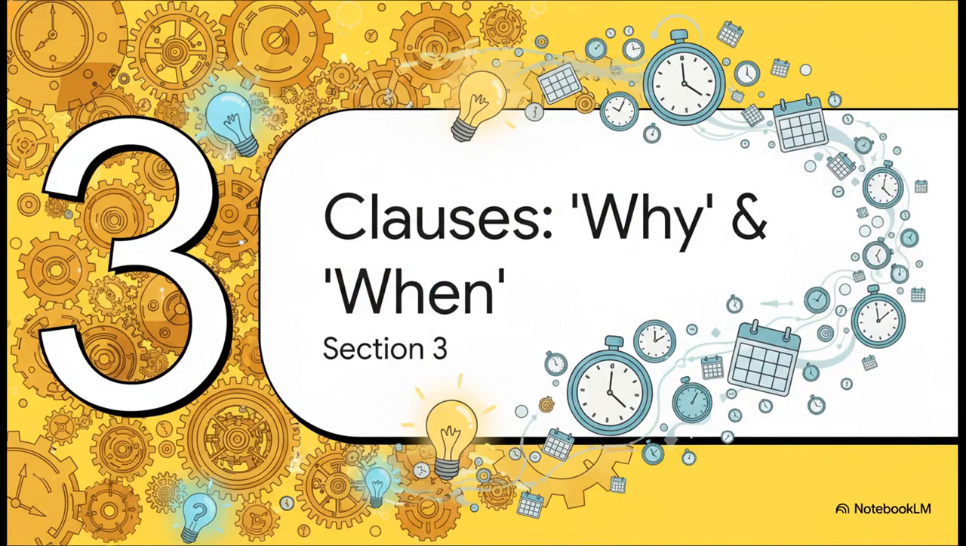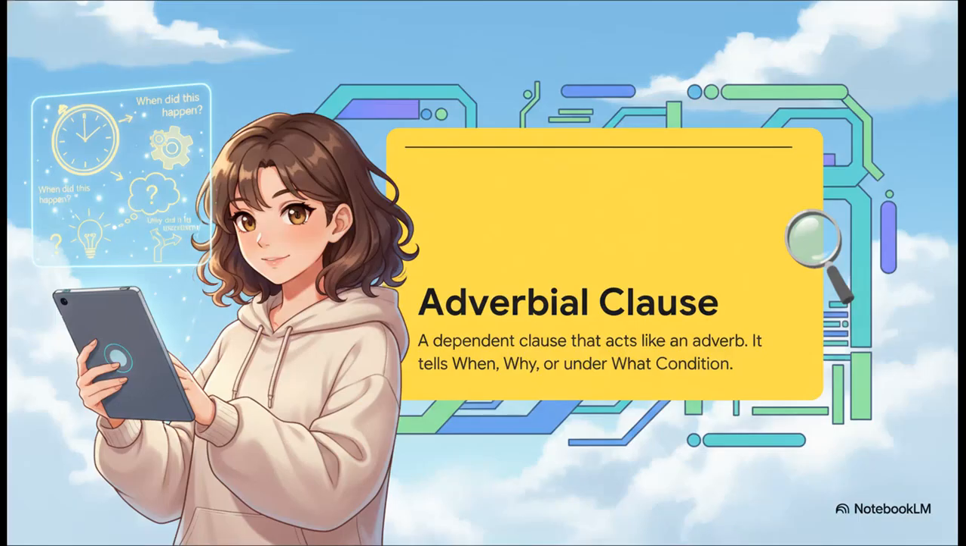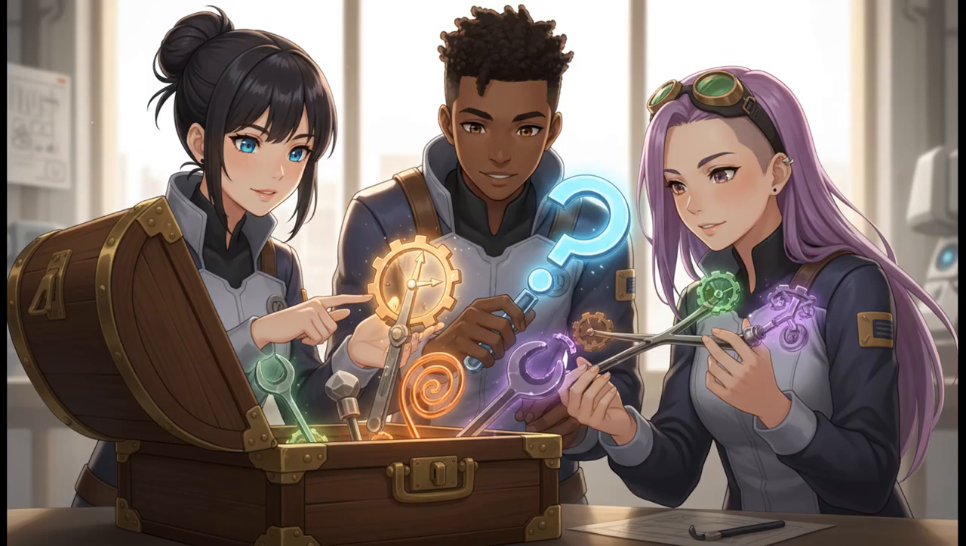Okay, but not all of these little helper clauses are created equal. Let's dive into our first major category, the ones that add context by telling us why or when something is happening. These are called adverbial clauses, which is just a fancy way of saying they do the same job as a simple adverb, but they give you way more detail. They answer those questions we're always asking. When did it happen? Why did it happen? Under what conditions?